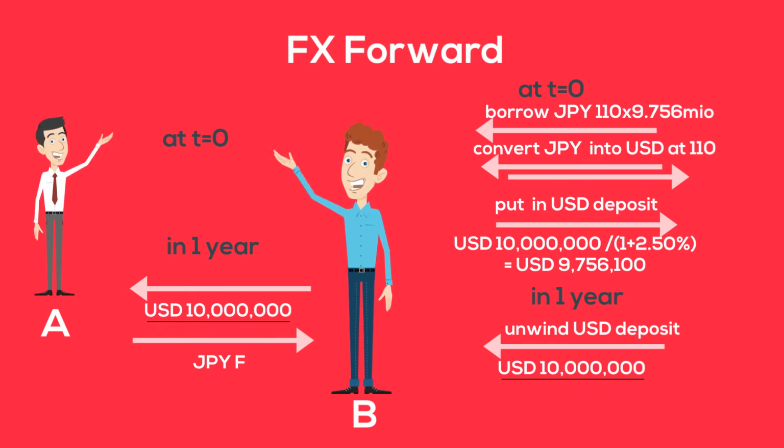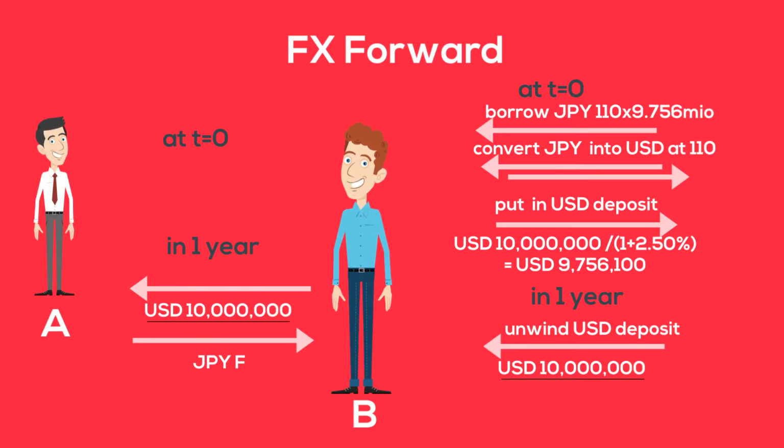So if we recap what Mr. B is doing at T0, he borrows Japanese yen, he converts those Japanese yen into dollars, and he puts those dollars into a deposit. So there is no net cash flow for Mr. B at time 0, which is good because he doesn't get anything from Mr. A either at T0.